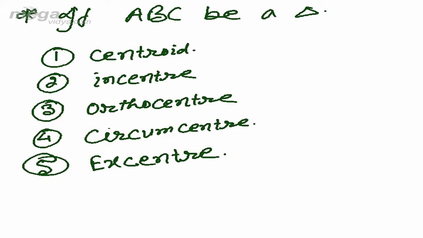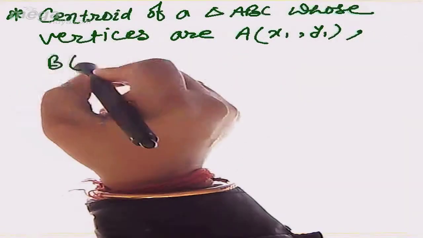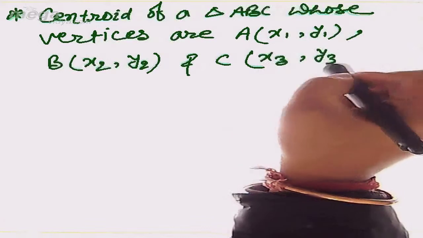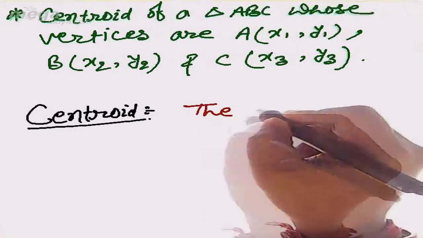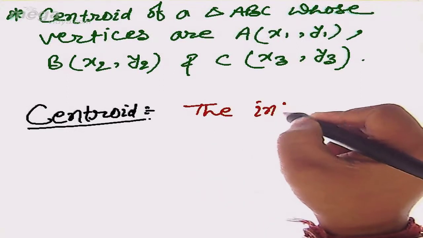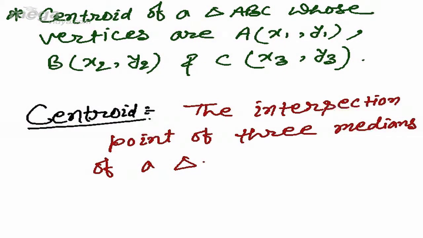I am taking the first as the centroid. Centroid of a triangle ABC whose vertices are A(x1, y1), B(x2, y2) and C(x3, y3). The first question is, what is the centroid? The definition of the centroid is the intersection point of the three medians of the triangle. The three medians of a triangle are always concurrent, and those three medians will meet at the centroid.